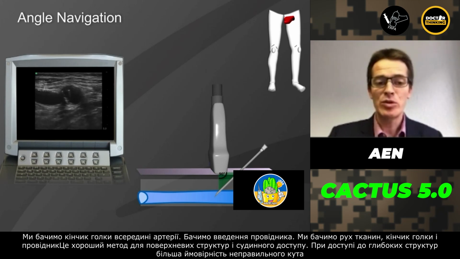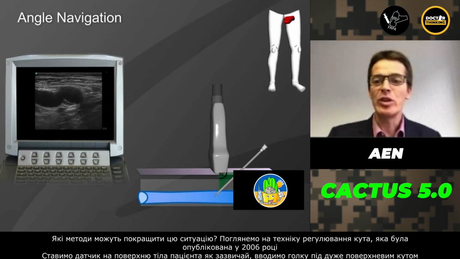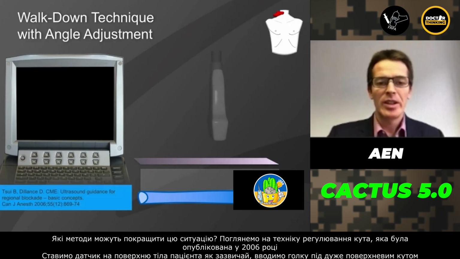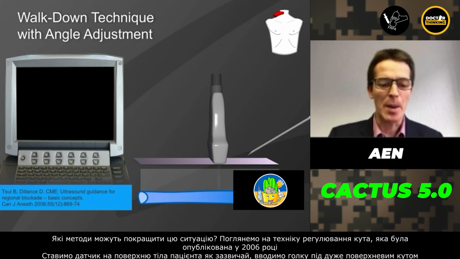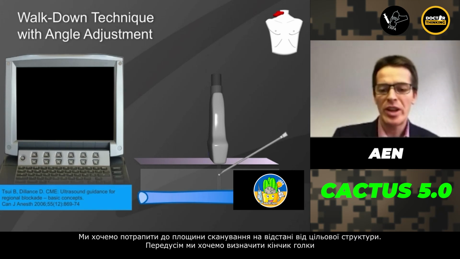So in deep structures, it is quite easy to understand that the errors of using the wrong angles actually get greater and greater. So what methods do we have to improve this situation? Let's have a look at the walk-down technique with angle adjustment, which was actually published in 2006 already. In this case, we place the probe on the patient again, as we always do, and then we insert the needle at a very shallow angle. So on purpose, we want to get into the scanning plane at a distance to the target structure.